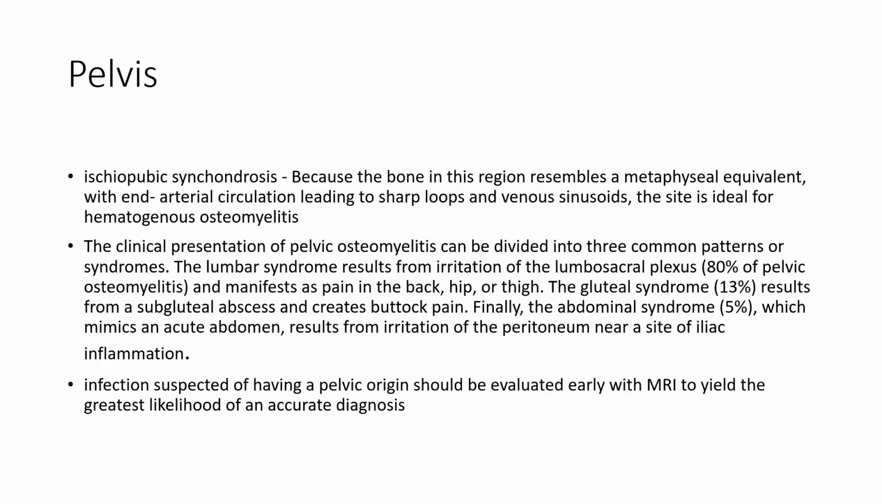The first one is lumbar syndrome that occurs as the irritation of the lumbosacral plexus and shows clinical features like pain in the back, and second is gluteal syndrome that results from a subgluteal abscess and creates buttock pain. Third is the abdominal syndrome, which mimics an acute abdomen and results from irritation of the peritoneum near a site of iliac inflammation. So infection suspected of having a pelvic origin should also be evaluated with MRI to yield the greatest likelihood of an accurate diagnosis.